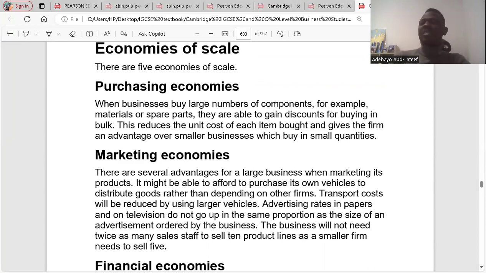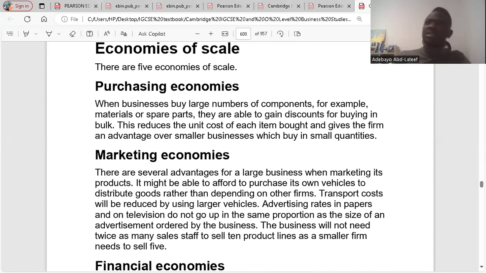Why do we call it purchasing economies of scale? It says when businesses buy large numbers of components, for example, materials or spare parts, they are able to gain discount for buying in bulk. So this reduces the unit cost of each item bought and gives the firm an advantage over small businesses which buy in small quantities. So there's purchasing economies of scale, which you enjoy because you're buying in bulk.